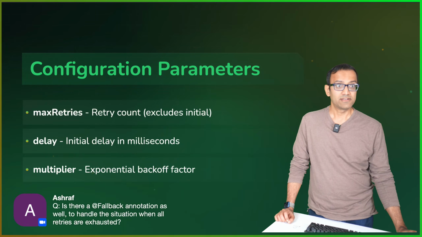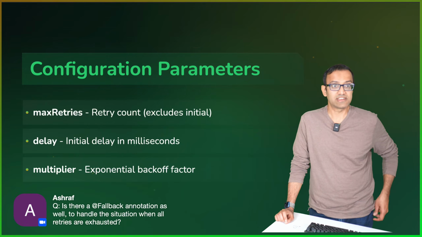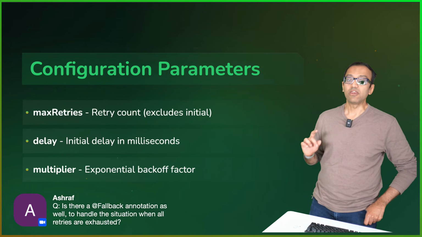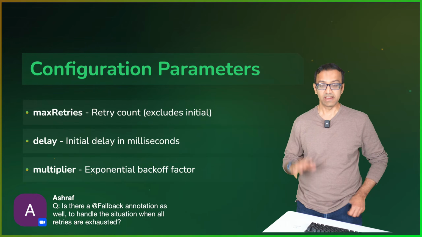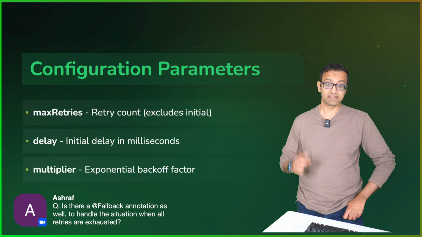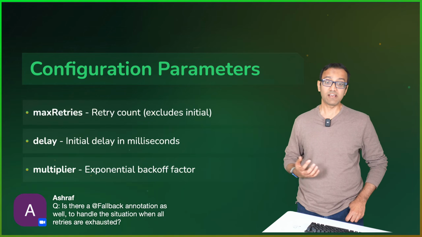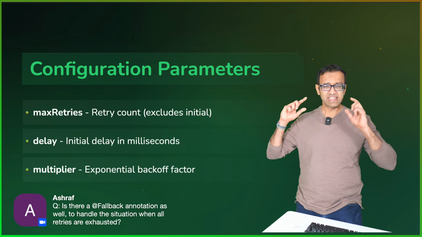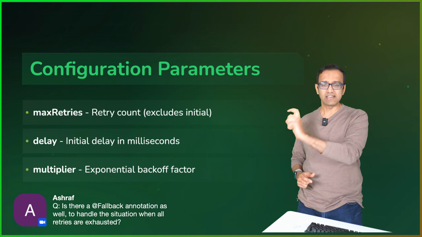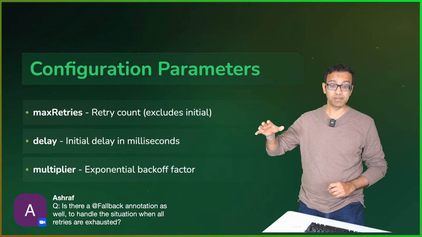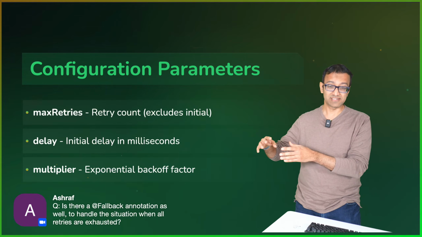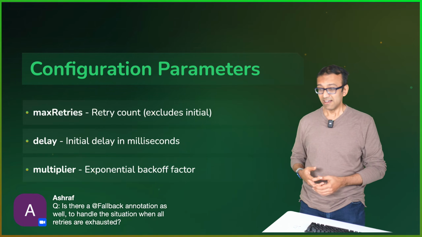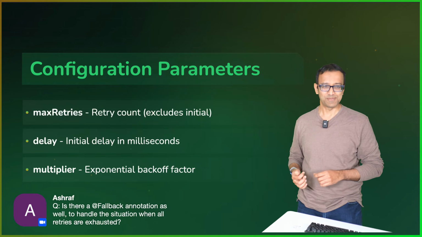Is there a fallback annotation as well to handle the situation where all retries are exhausted? Great question. There is, but not in Spring Framework 7. Resilience4j has it. There is a Recover annotation which allows you to recover, and you need to annotate it on a method which has the exact same signature as the one that you're retrying. You put a Retryable; I don't remember what the equivalent is in Resilience4j, but there is a Retryable equivalent. That's how Spring got its idea. It's copied, inspired by Resilience4j.